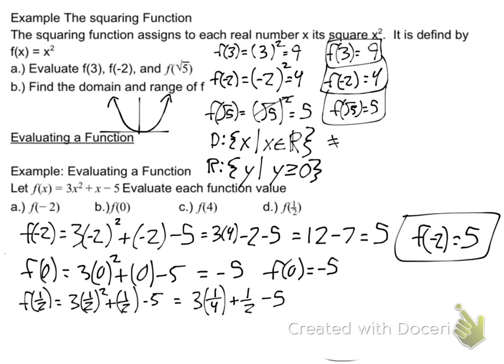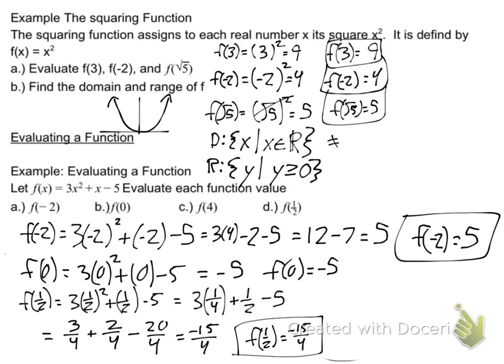I need to have a what? Common denominator. Common denominator of what? So 3/4, good to go. Half becomes what? 2/4. And a 5. Oops, that's a minus, right? Negative 20 over 4, sorry. And now 3 plus 2 is 5 minus 20. Negative 15/4. So f of 1/2, the function evaluated at 1/2, is negative 15/4.